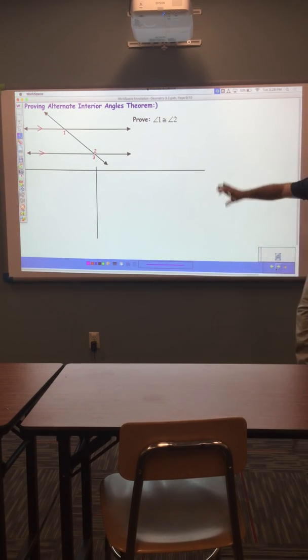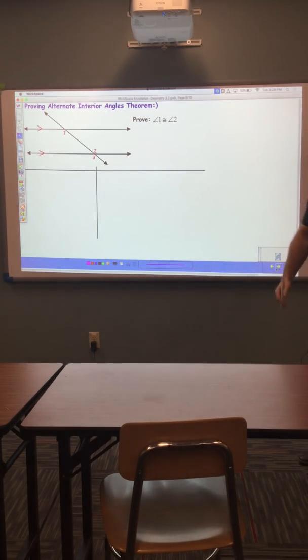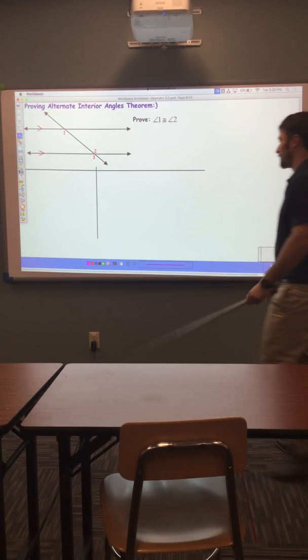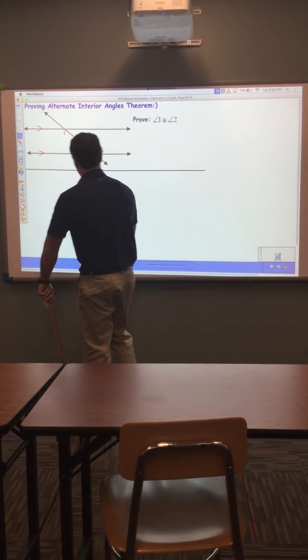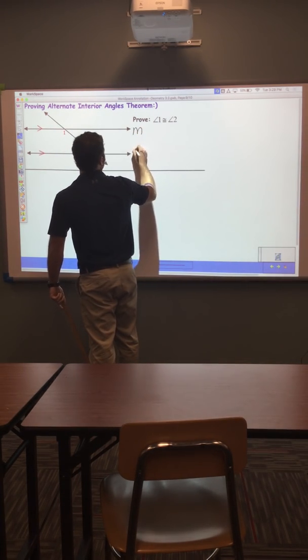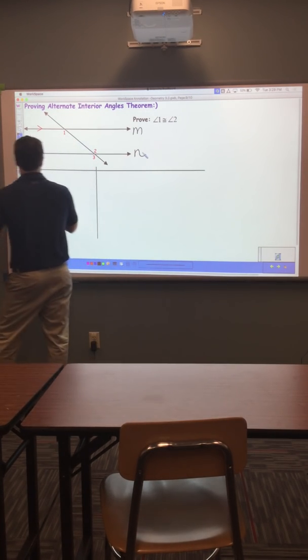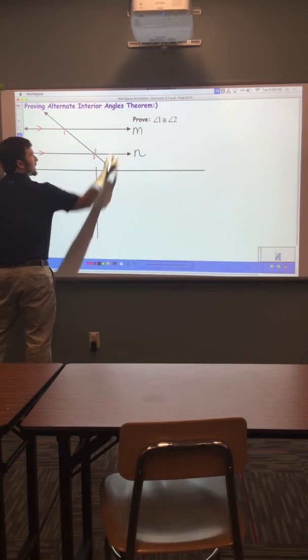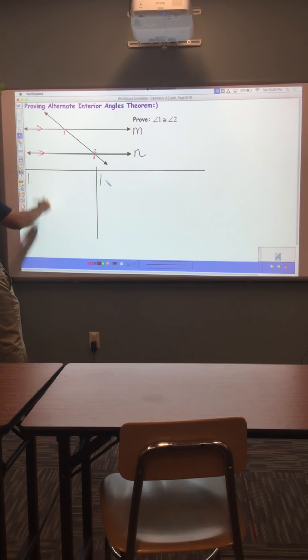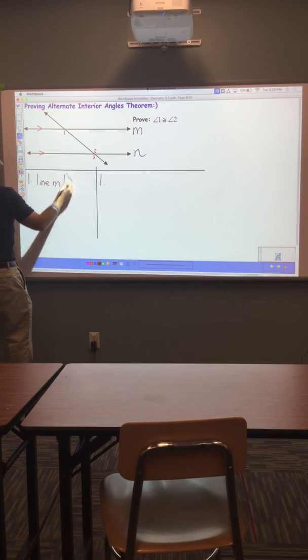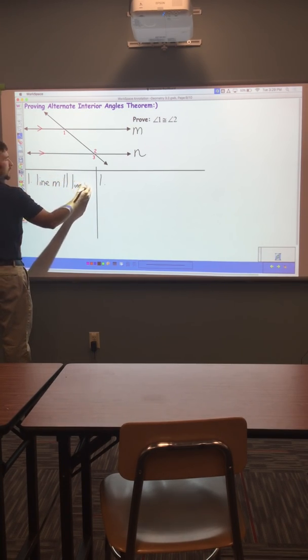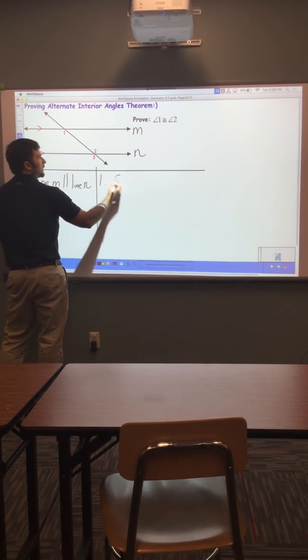Anyway, we're going to prove the alternate interior angle theorem. So again, we're proving that theorem, so we can't use that theorem to prove it. So let's start with our diagram. We got a couple of lines. I did forget to label them. Let's call them M and N. So our given. Oh, I don't see a given written anywhere, so we got to look at our diagram. The given information is our parallel lines. So line M is parallel to line N. Given.